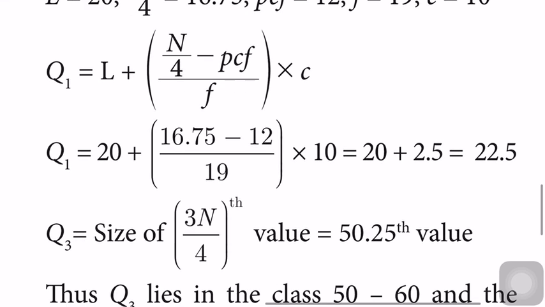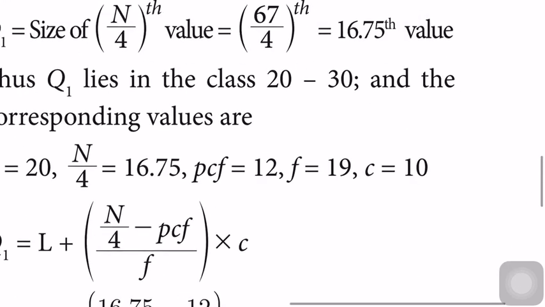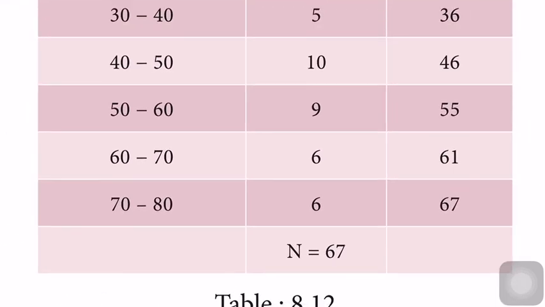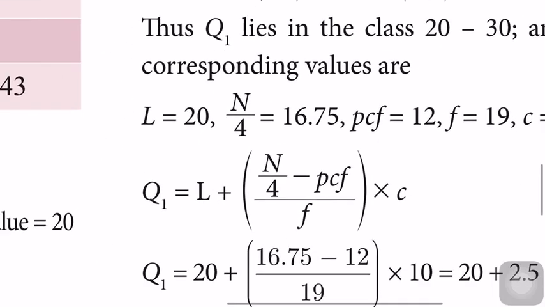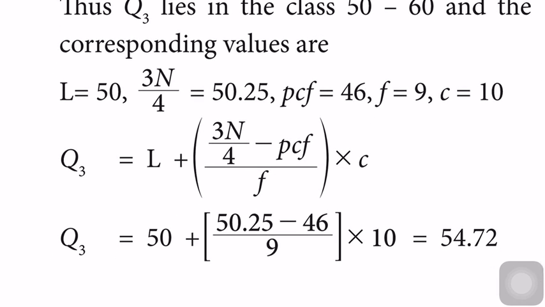Next Q3, that is the size of 3n by 4th value. So 3 into n by 4, that we have to find, and it is 50.25. 50.25 comes in the 50 to 60 class interval row. So L is 50, and we find PCF, F and C. C is 10, and now we can find Q3 also.